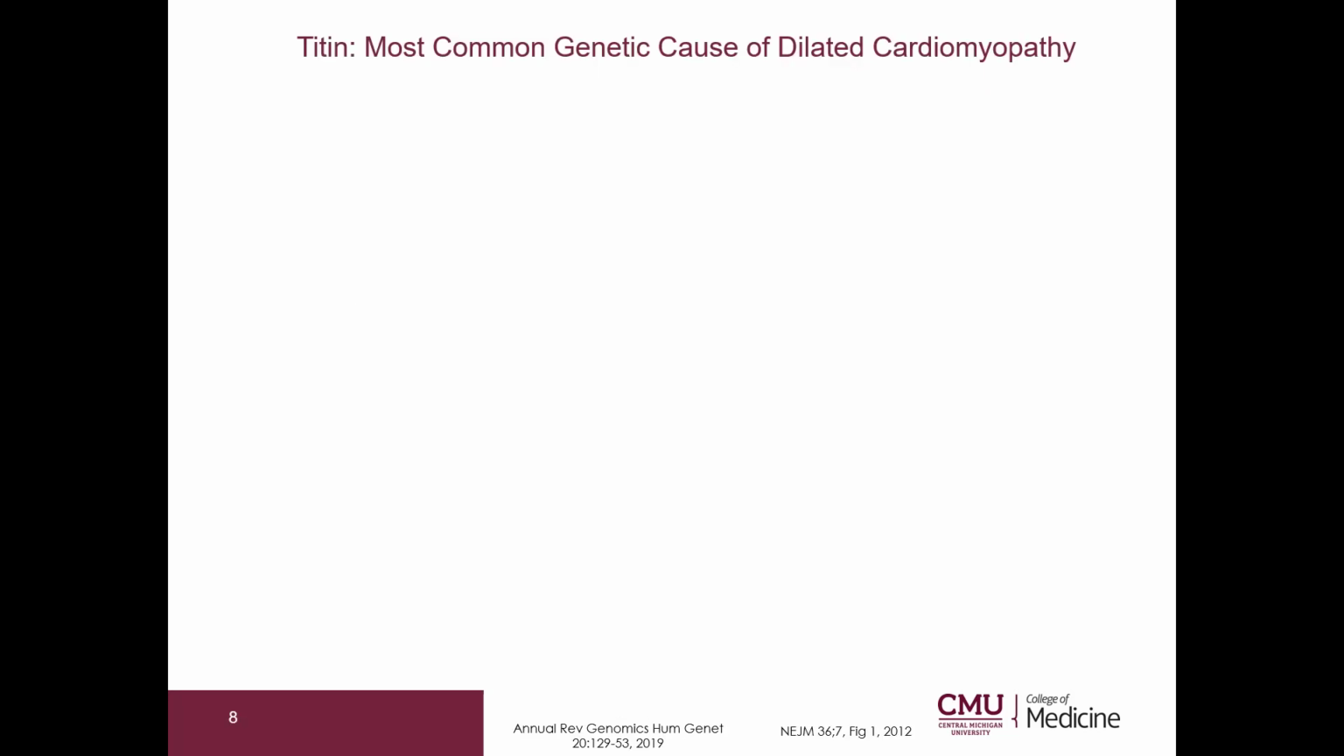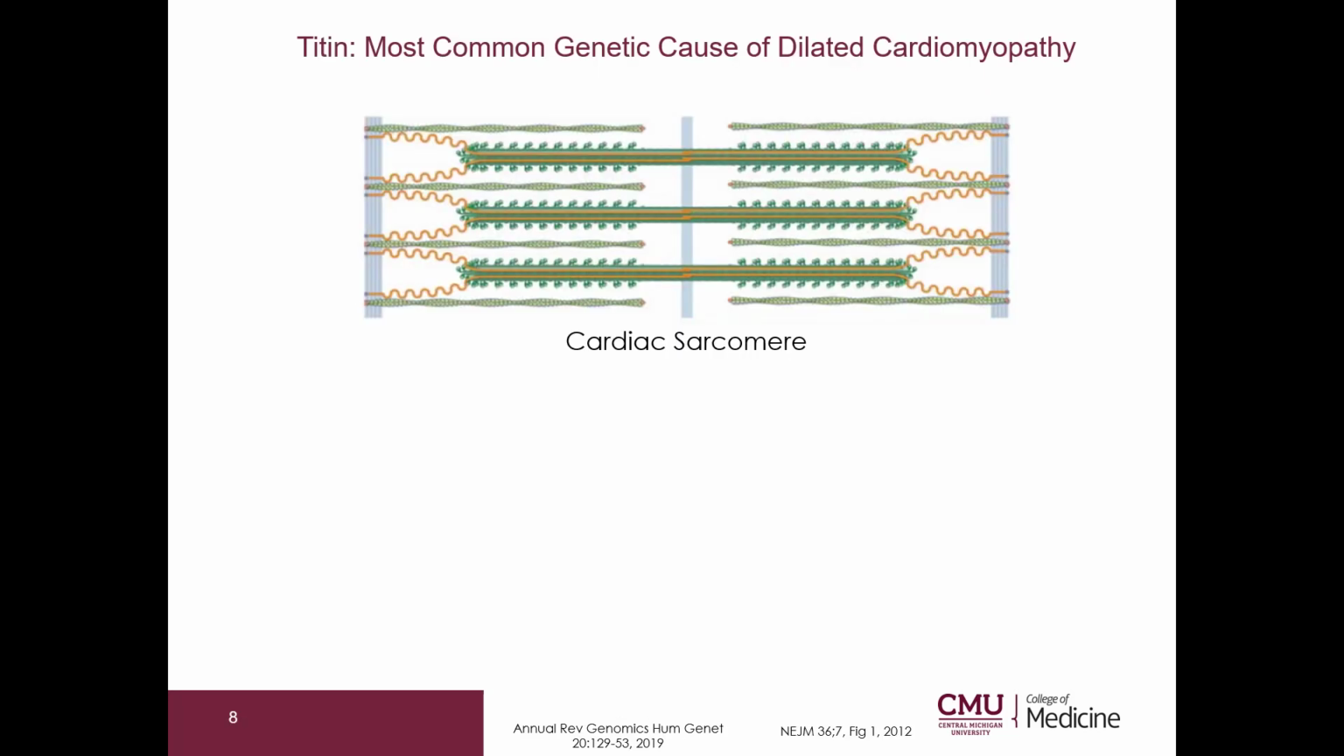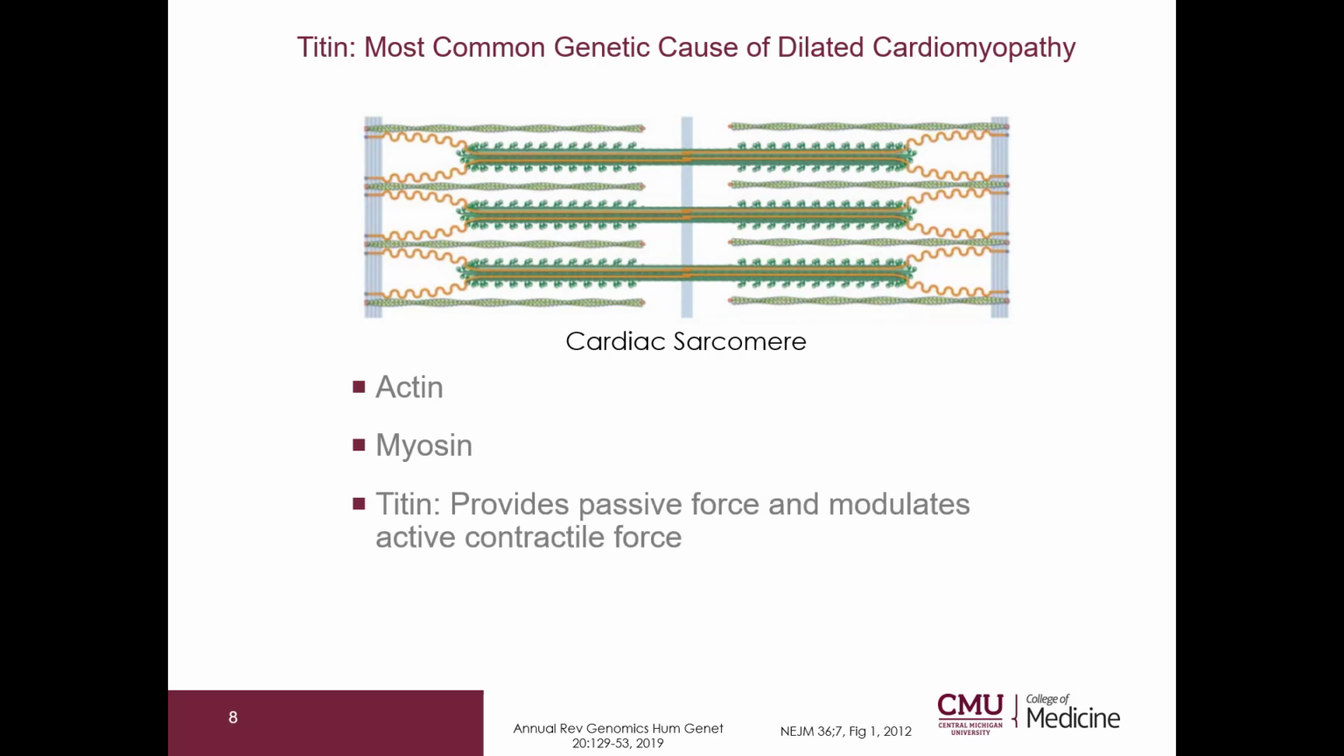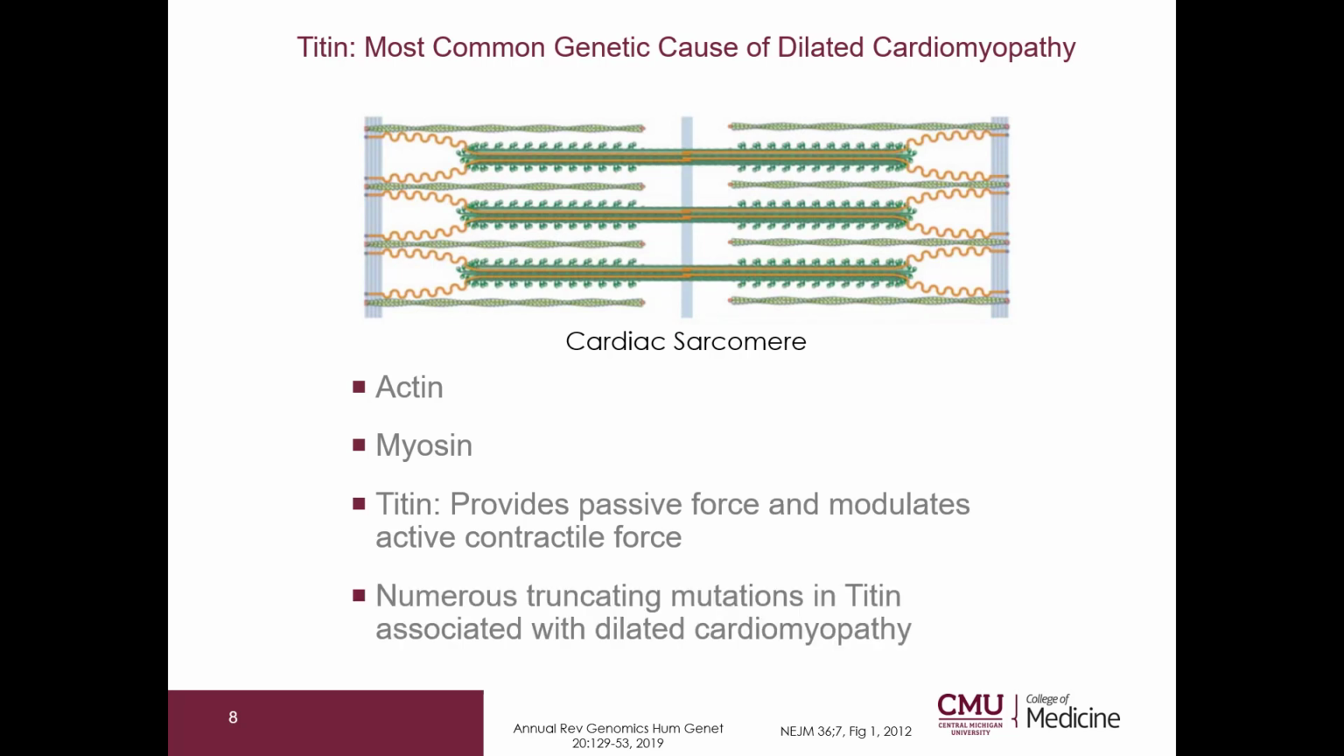Let's discuss Titin in a little more detail. This is a drawing of the sarcomere. This is a reminder that the sarcomere contains actin, myosin, and titin. Titin provides passive force and modulates active contractile force. There are numerous truncating mutations in titin associated with dilated cardiomyopathy. I put the drawing here just to remind you that titin is a component of the cardiac sarcomere.